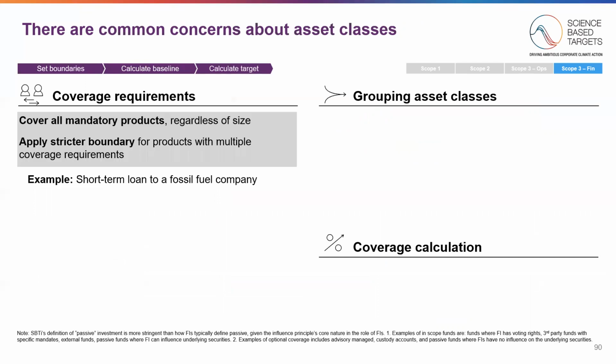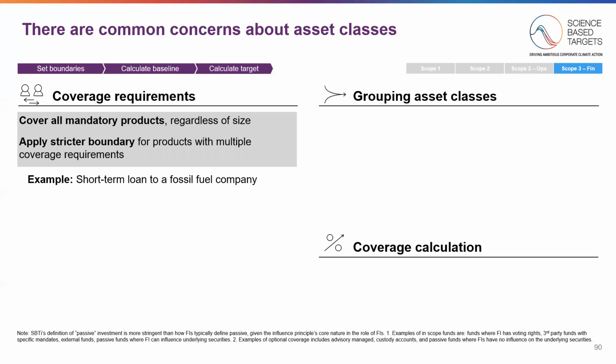On coverage requirements, it's worthwhile to repeat that all financial institutions must cover all mandatory products, regardless of size. For any instances where a product can fit into two categories, the stricter boundary should apply. For example, in the case of a short-term loan to a fossil fuel company, the stricter 95% coverage requirement for corporate loans for fossil fuels should apply, even though short-term loans are currently optional.